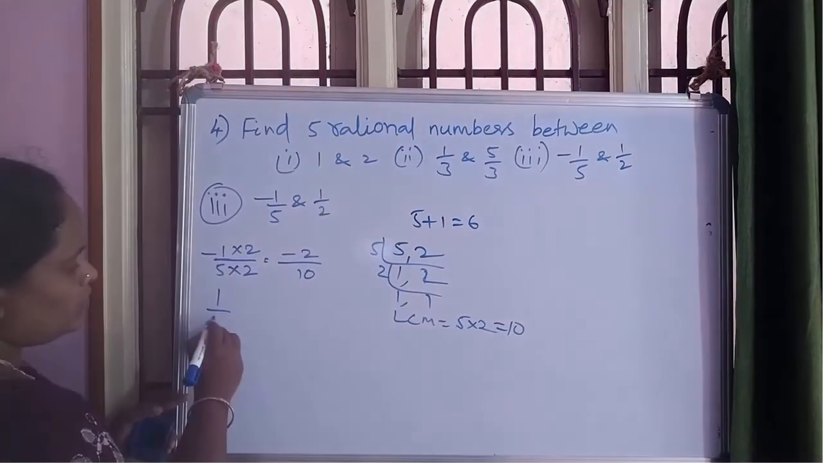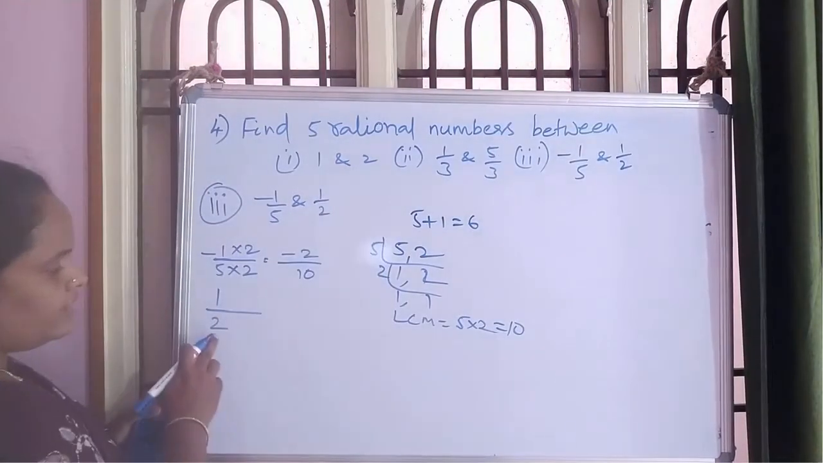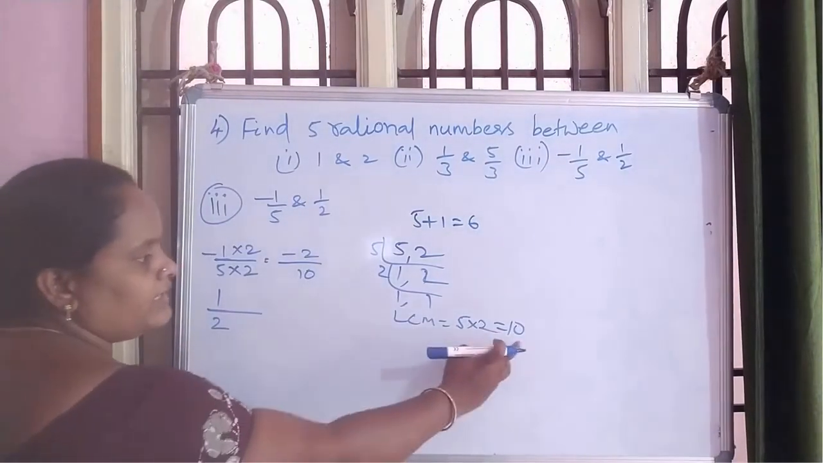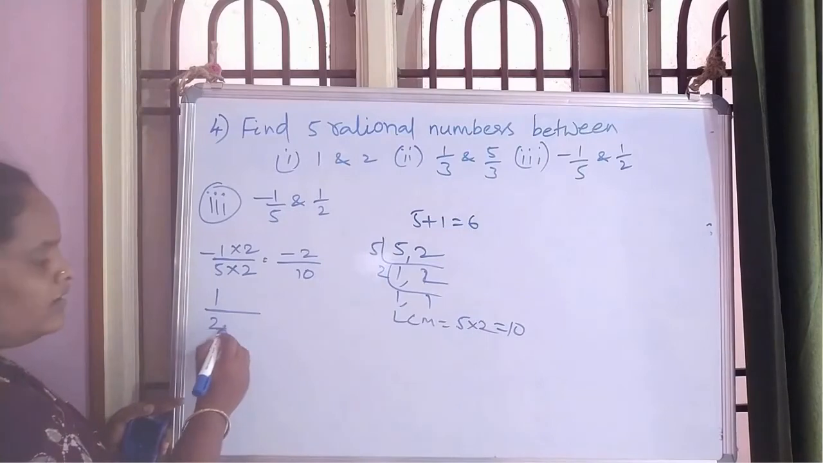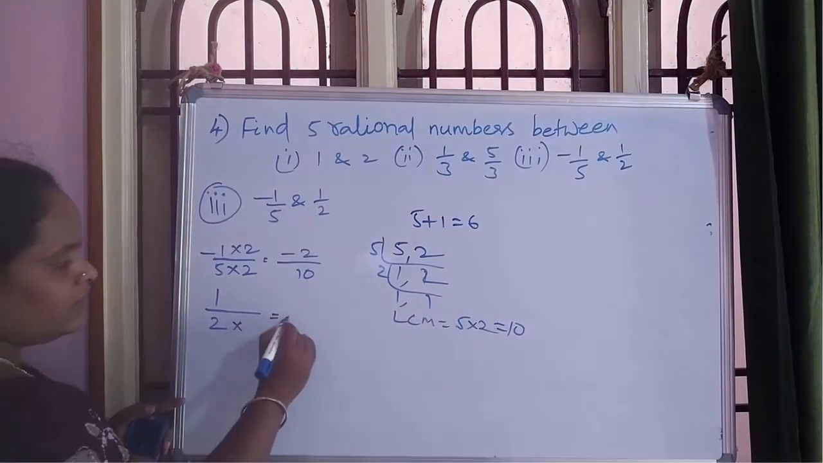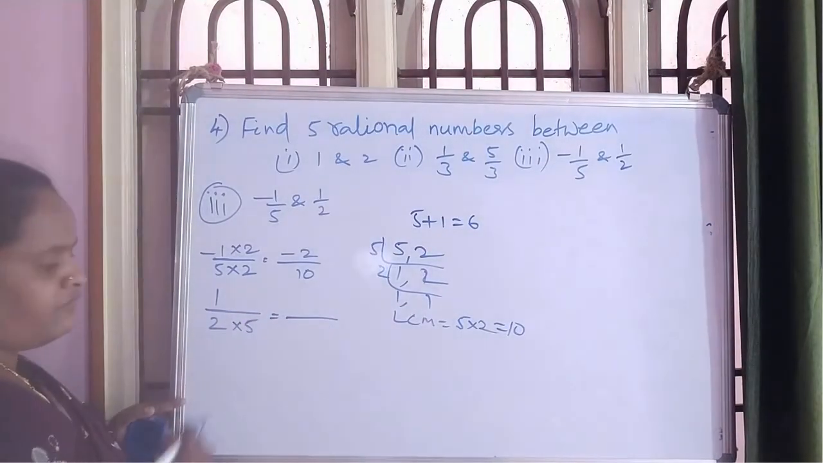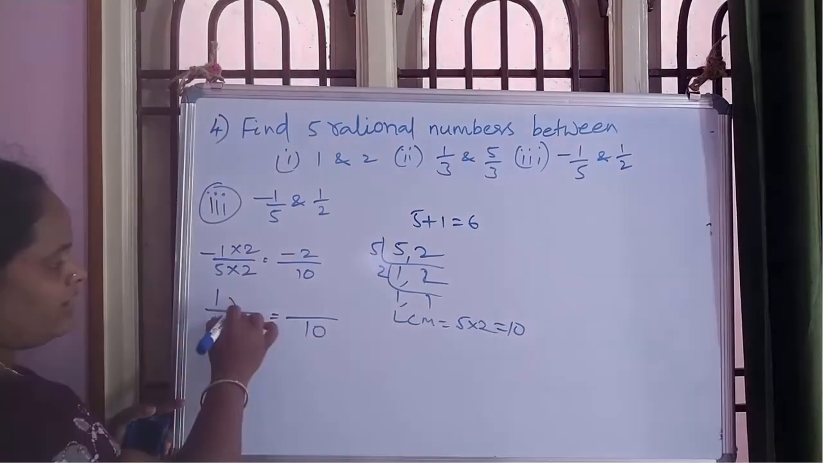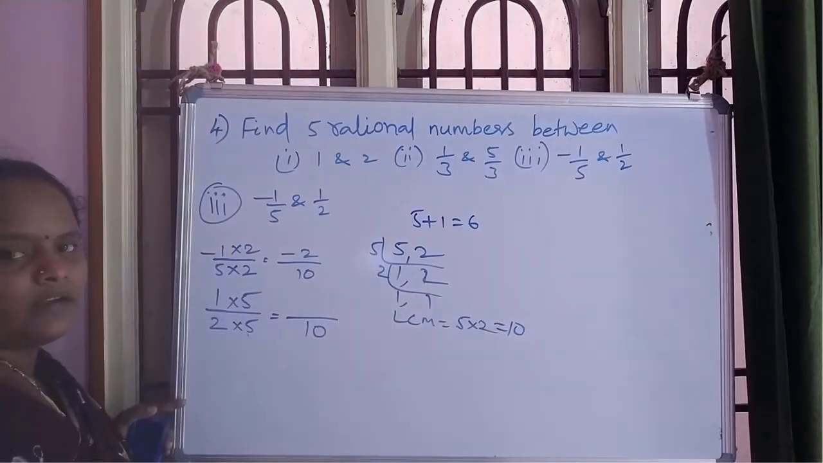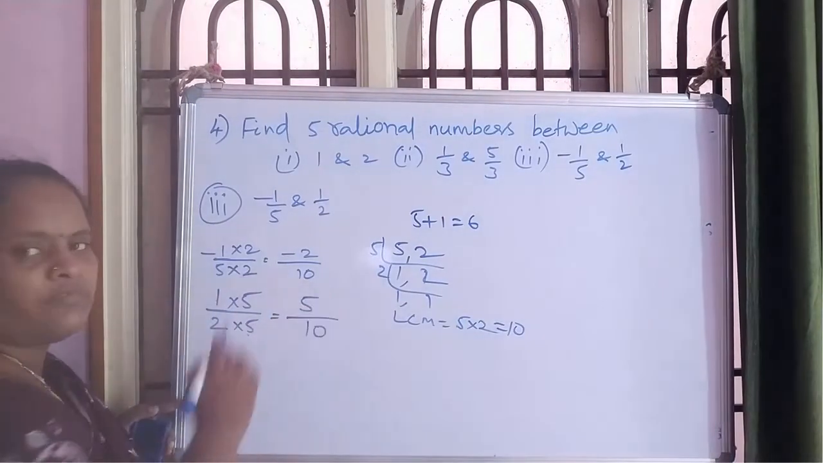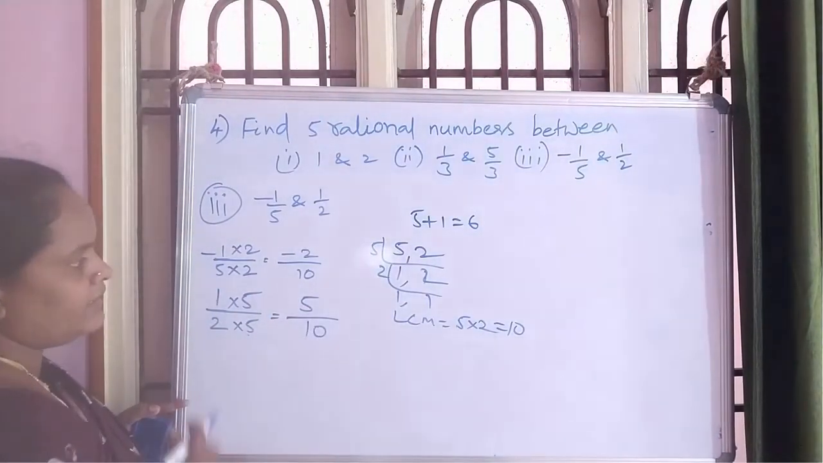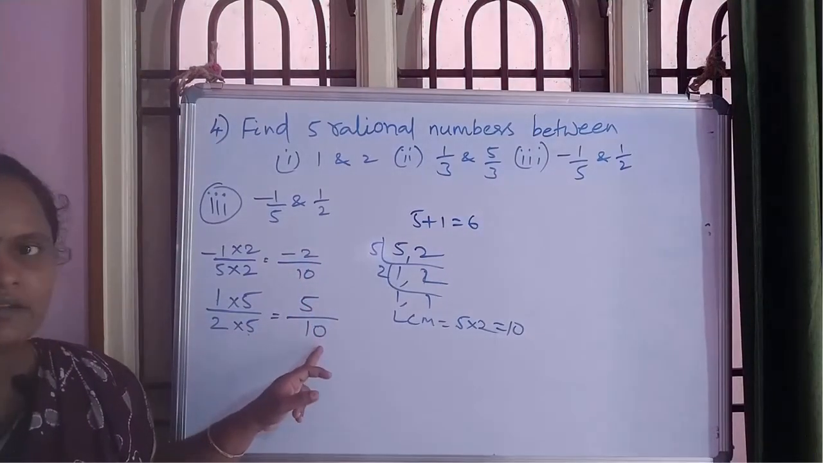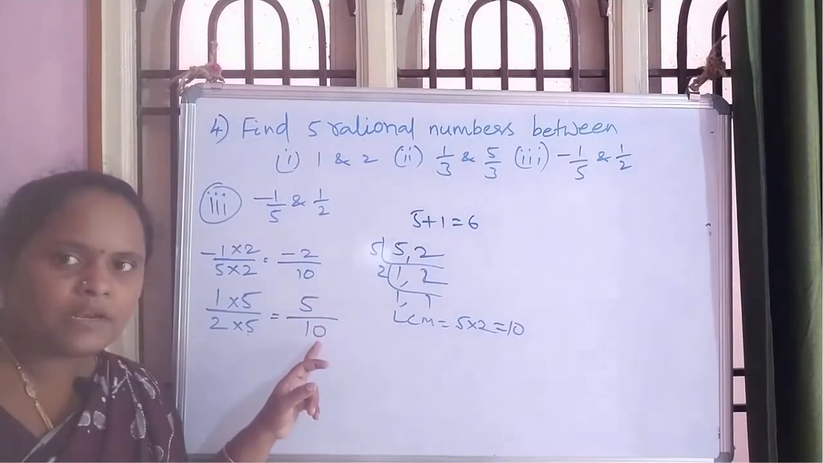Next 1 by 2. So here in the denominator 2 is there, LCM is 10. To get LCM 10 in the denominator, 2 should be multiplied with which number? 5. 2 5 ja 10. Now with the same 5 I need to multiply in the numerator also. 1 into 5 is 5. So here 5 by 10. If I see here minus 2 by 10, 5 by 10. Both of them are with the same denominator.